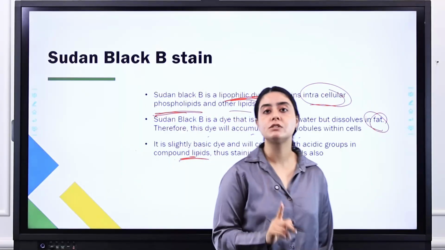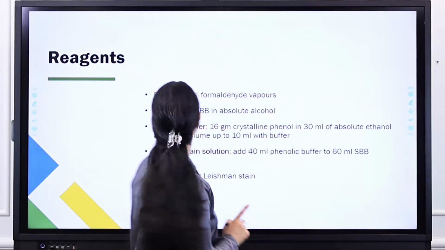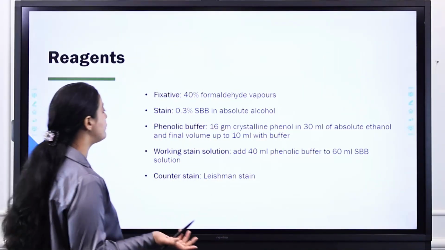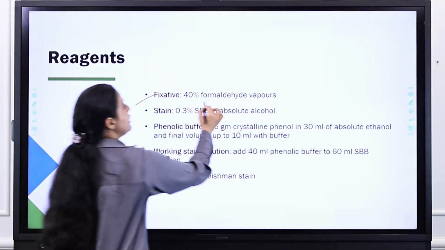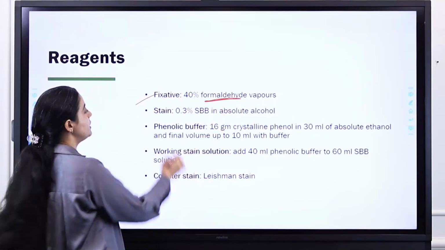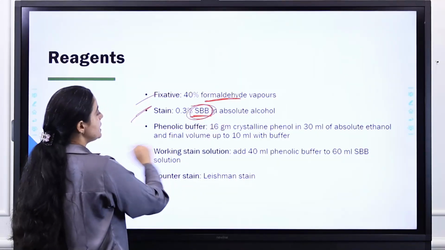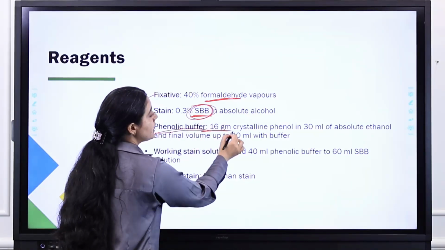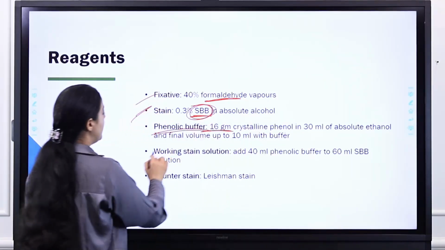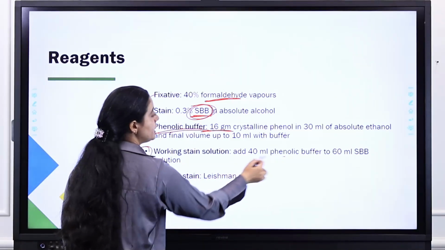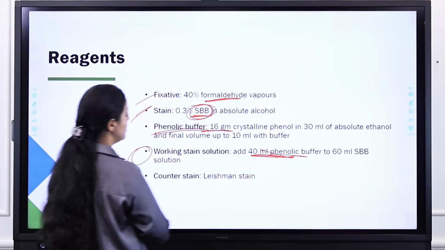It can stain phospholipids also. What are the reagents? Again you have to learn. We have fixative here, 40% formaldehyde, stain obviously SBB, Sudan black B 0.3%, phenolic buffer 16 grams of crystalline phenol, and working solution at 40 ml phenolic buffer as a working solution.